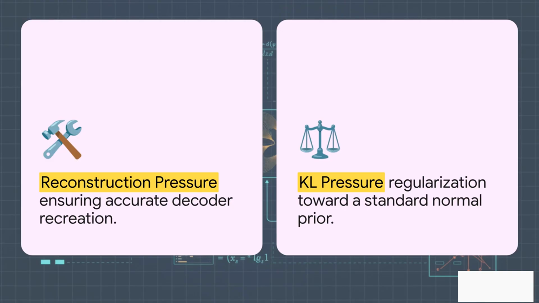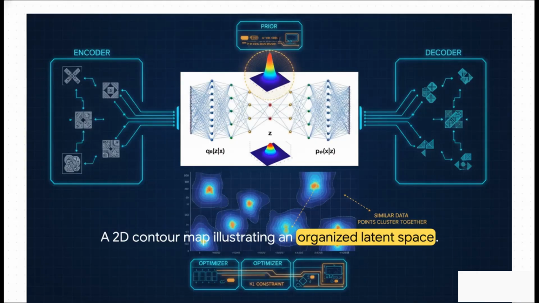But on the right ledger, we have KL pressure. This is an amber constraint, a regularization term that forces the encoded distributions to group neatly together and resemble a standard normal prior, P of Z. The optimizer is constantly running a tug of war to balance these two competing ledgers. When that KL pressure is applied perfectly, our latent space becomes beautifully organized. You get similar data points clustering together in smooth transitions.